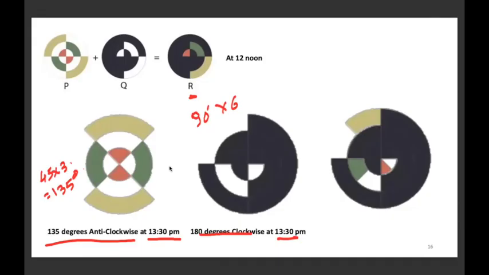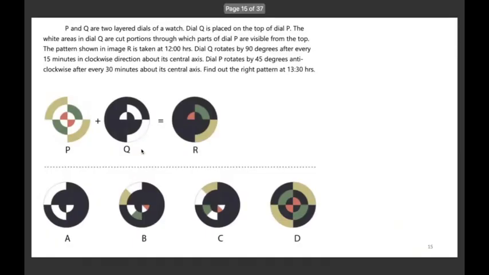When you add both of them together, we get this figure, which is there in option C. Okay, let's move back to show you. This is how option C happens, which is supposed to be the correct answer. We move to the next one.